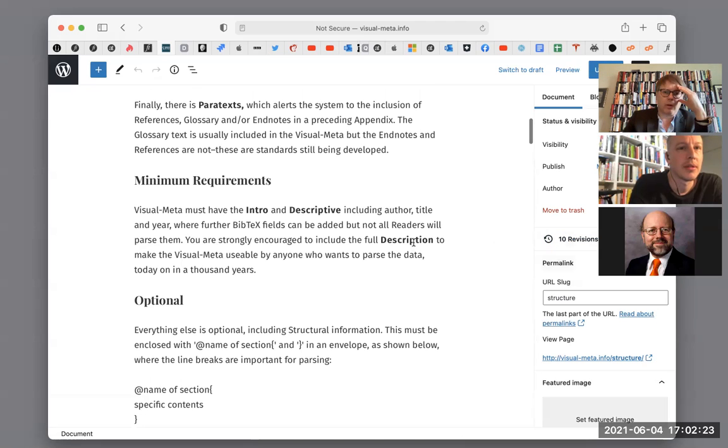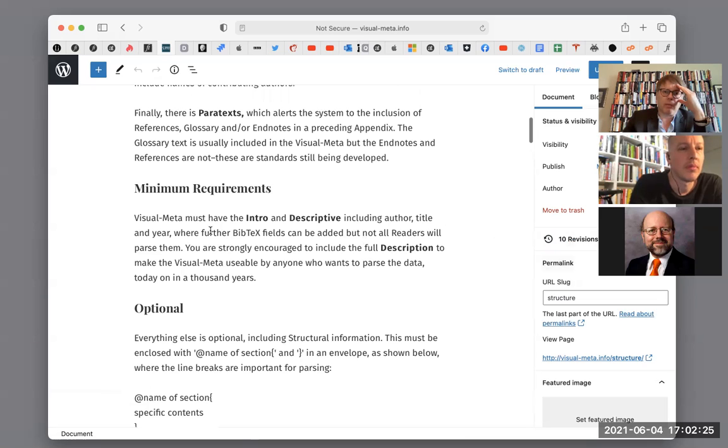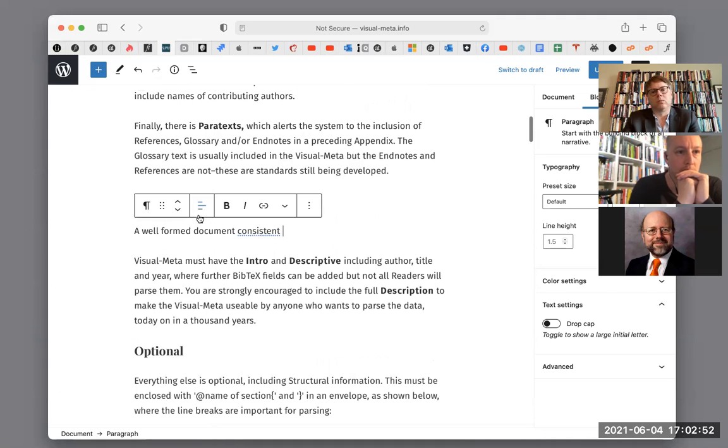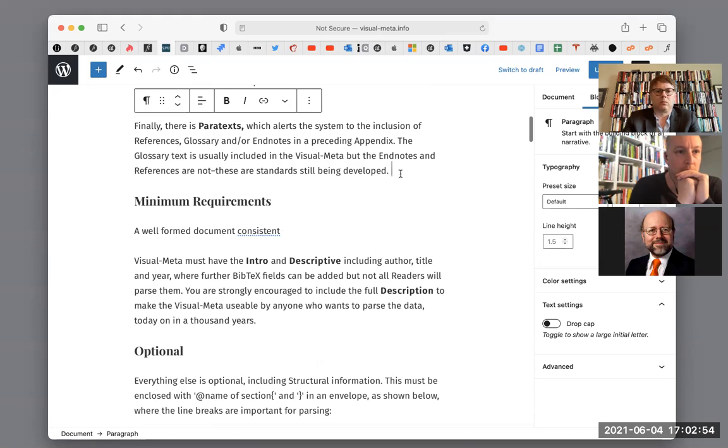Okay, so minimum requirements, that's not just in terms of content, it also should have about being well formed, right? Well, you could do it either way. You could say that a well-formed document consists of the minimum requirements plus the optional stuff, or you could say that the minimum requirement is that it be well-formed. I'd put well-formed above minimum requirements and then have minimum requirements under well-formed, and then optional can be at the same level as minimum requirements, to my mind.